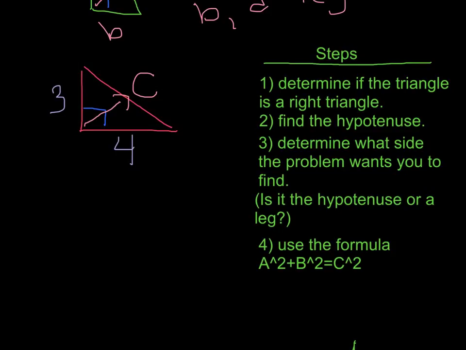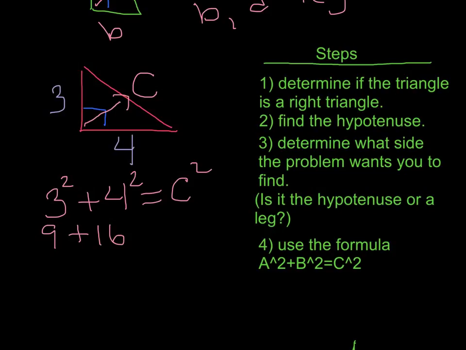And like I said earlier, it doesn't matter what number you use for what letter. So I'm going to use 3 for A. So 3 squared plus 4 squared equals C squared, because we don't know what C is. So if I square it, I get 3 times 3 is 9, plus 4 times 4 is 16, is equal to C squared. Okay. If I add 9 plus 16, I get a total of 25 equals C squared. Don't forget to bring that part down as well.